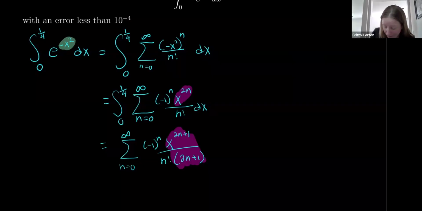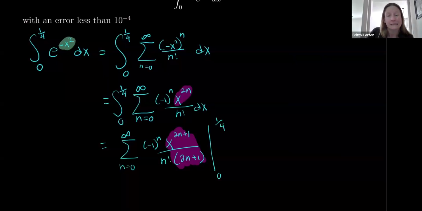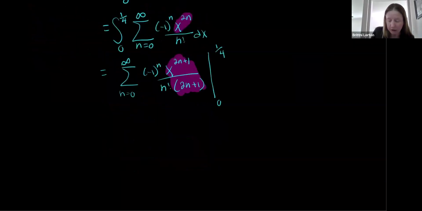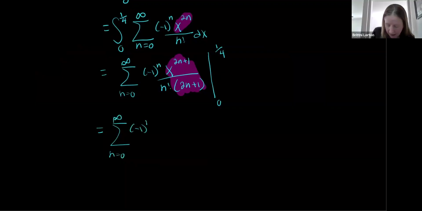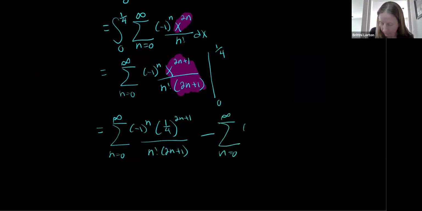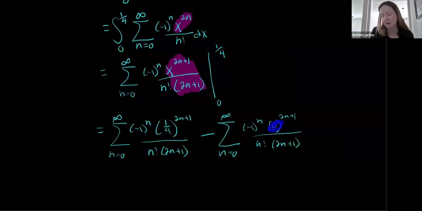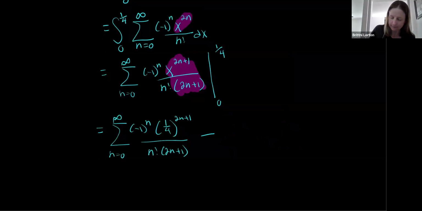And then I'm going to plug in my bounds because I did have a definite integral. So I've got from 0 to 1/4. Let's plug in some numbers. These numbers are going to get a little bit uglier. This will become the sum from n equals 0 to infinity of negative 1 to the n times 1/4 to the 2n plus 1 over n factorial times 2n plus 1, minus the sum from n equals 0 to infinity of negative 1 to the n times 0 to the 2n plus 1 over n factorial times 2n plus 1. I wrote that kind of sloppy on purpose because 0 times all those numbers is just going to go to 0 anyways. So that guy is actually gone.